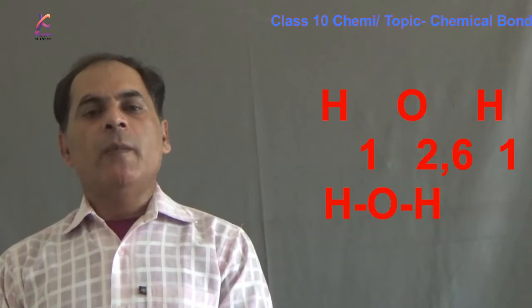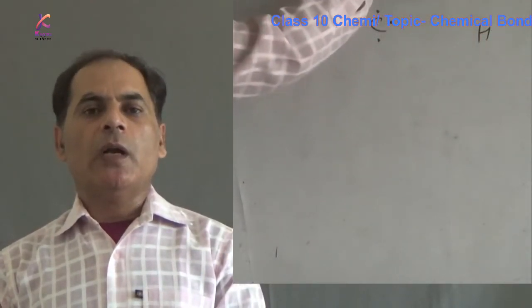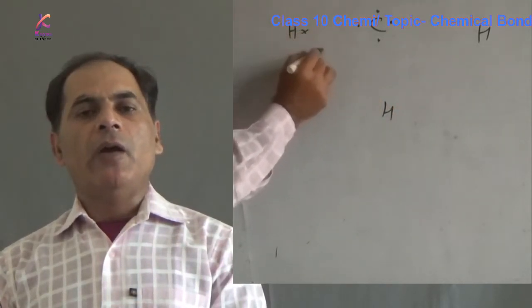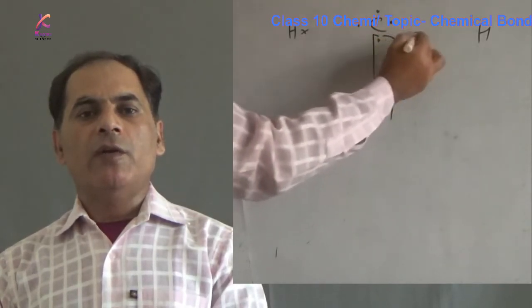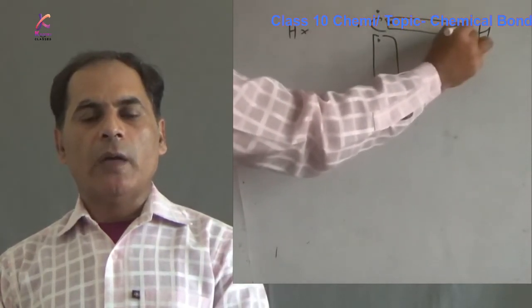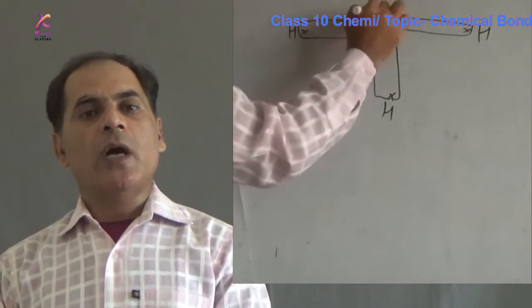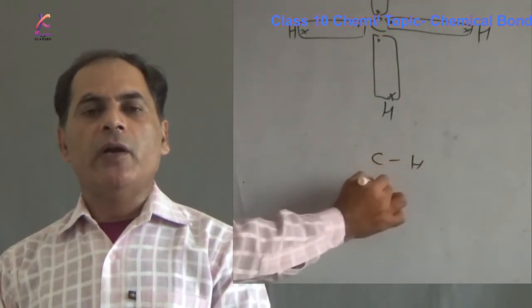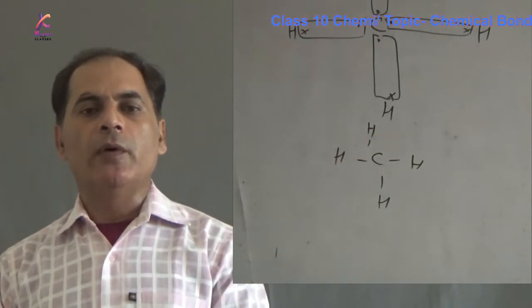Now we will see the example of methane, CH4. In CH4, the carbon atom has 4 electrons in the outermost shell and each hydrogen atom has 1 electron in its outermost shell. There are 4 electrons in the outermost shell of carbon and 4 electrons in the 4 hydrogen atoms. Those are unpaired. Each hydrogen shares its 1 electron with an unpaired electron of carbon to form a single bond.